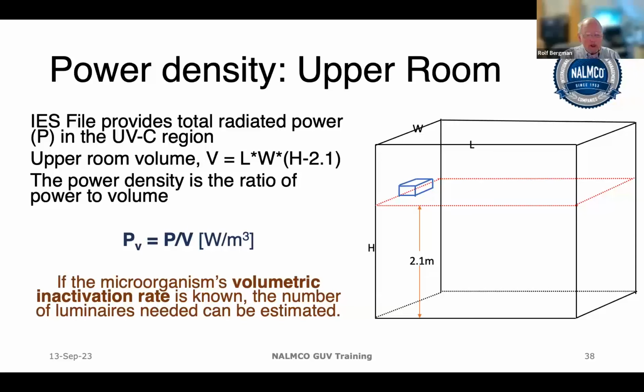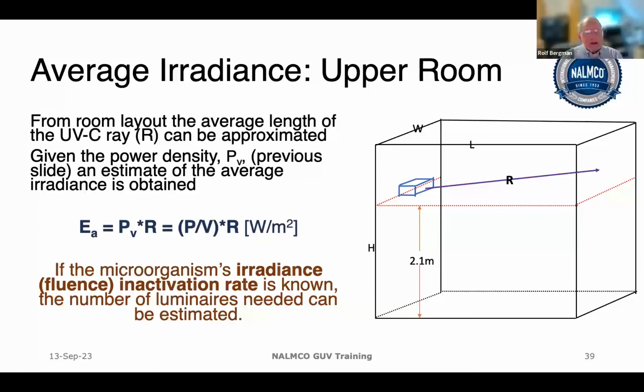If we know the microorganism's volumetric inactivation rate, then from the power density value and the size of the room, we can easily get how many luminaires we need to reach that inactivation rate, or some multiple of the inactivation rate, depending on what the focus of the design is. However, usually volumetric information is not known. Rather, what is known often is the average irradiance that's necessary.